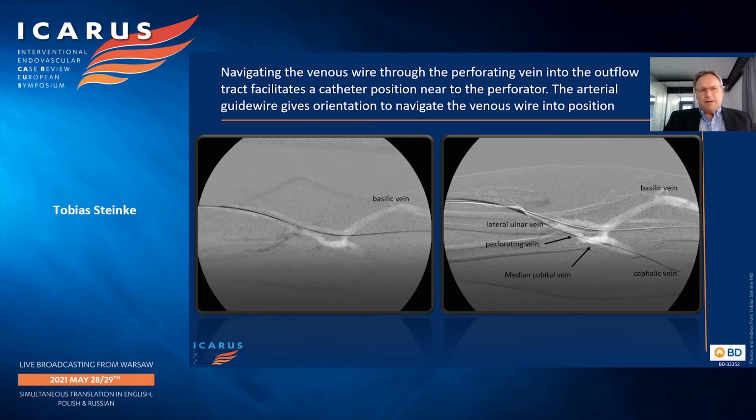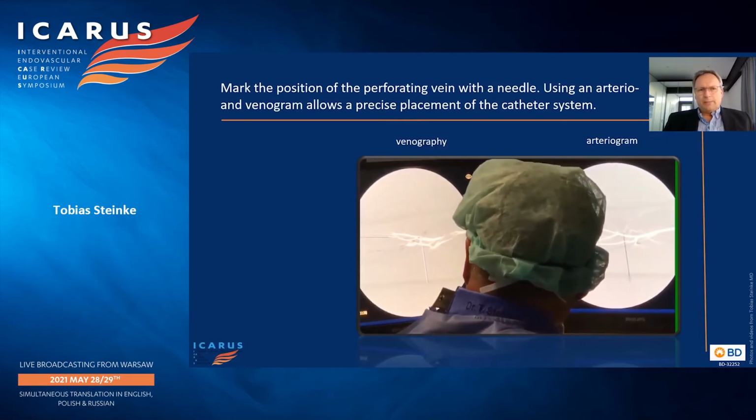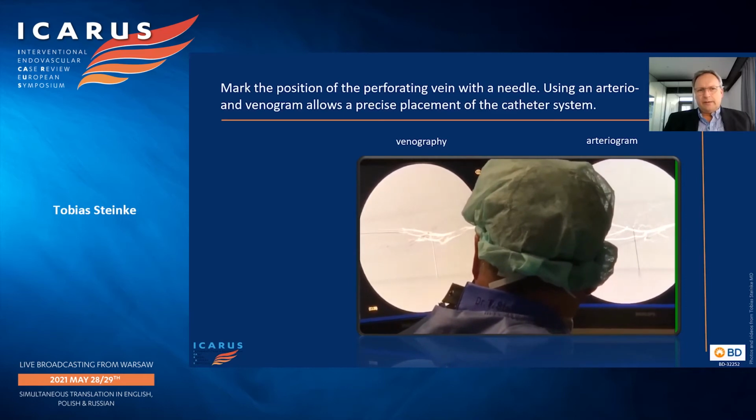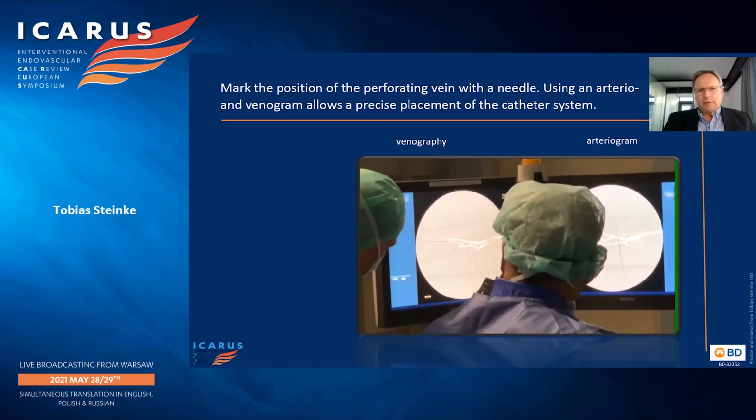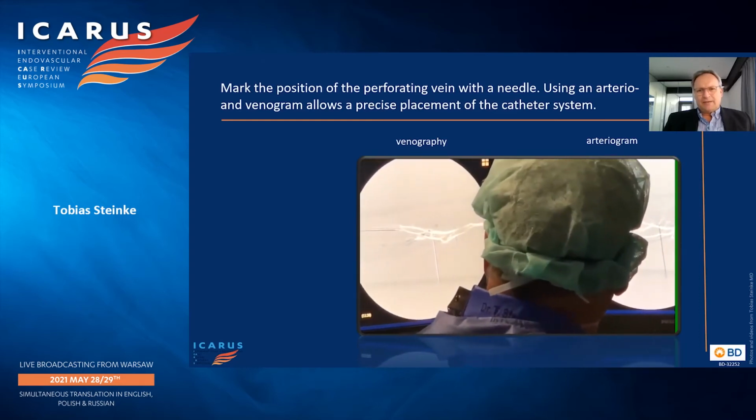Navigating the venous wire through the perforating vein into the outflow tract facilitates a catheter position near to the perforator. The arterial guide wire gives you orientation to navigate the venous wire into the correct position. We mark the position of the perforating vein with a needle, and using an arteriogram and venogram allows a precise placement of the catheter system.